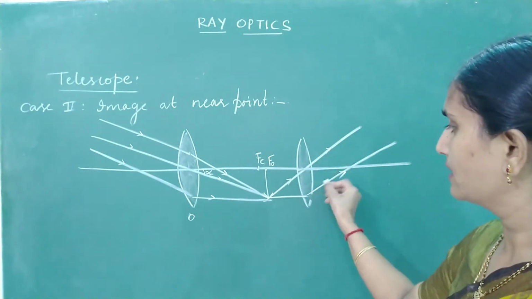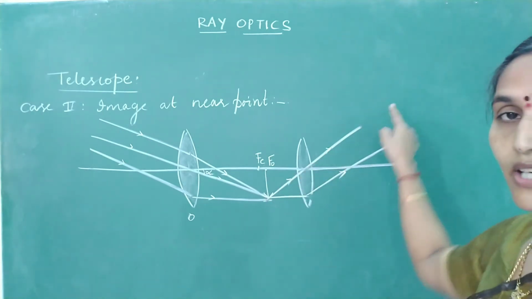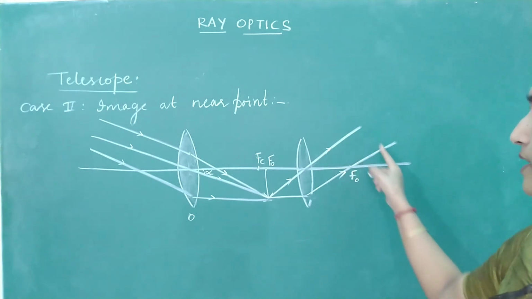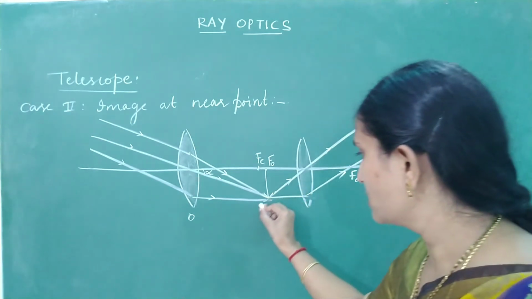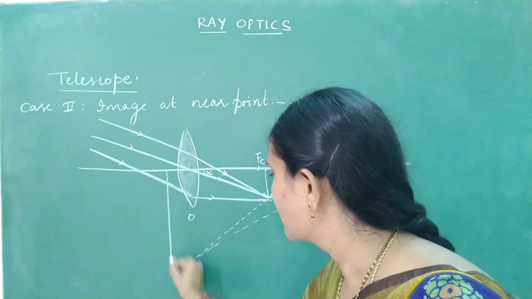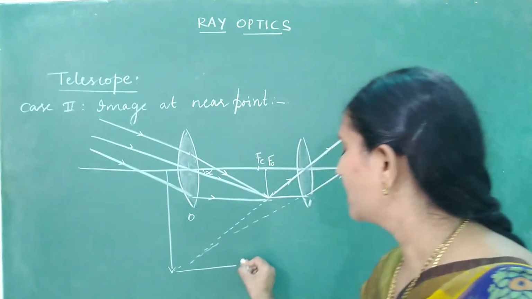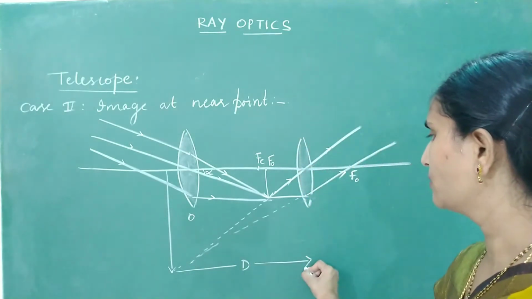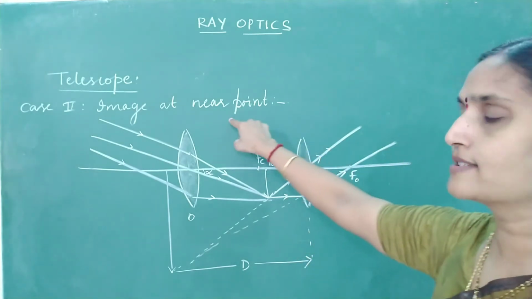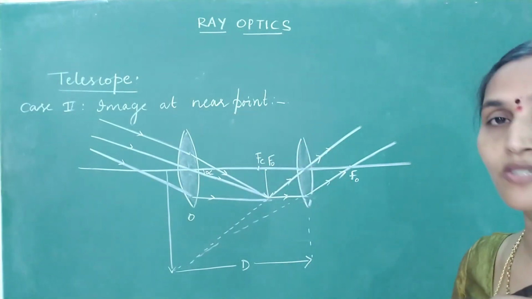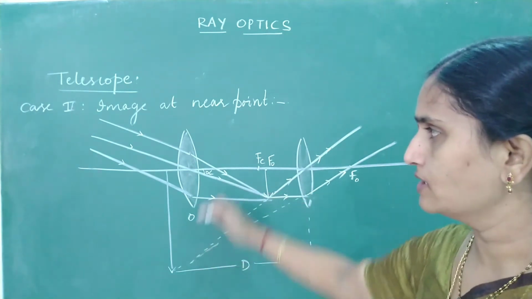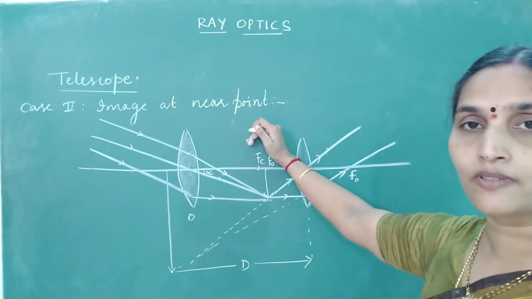I am completing the ray diagram. A ray passing through the center will go undeviated. Parallel to principal axis will pass through its focus. These two are diverging rays. Adjust the distance between the lenses such that your final image is formed at least distance of distinct vision. So this adjustment we call it as near point adjustment. That means when image is at near point. So this is how you can show the formation of image in case of second case of telescope.